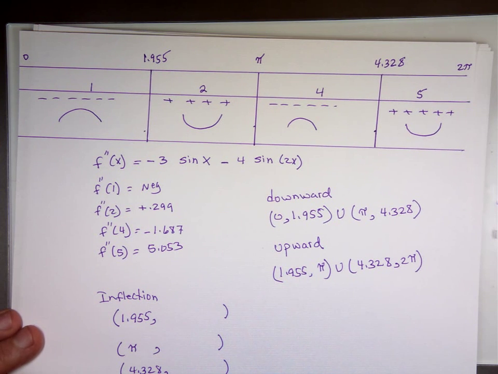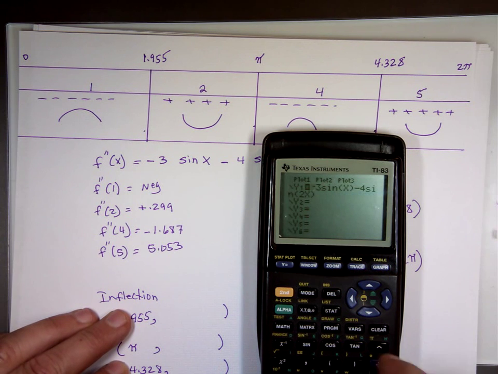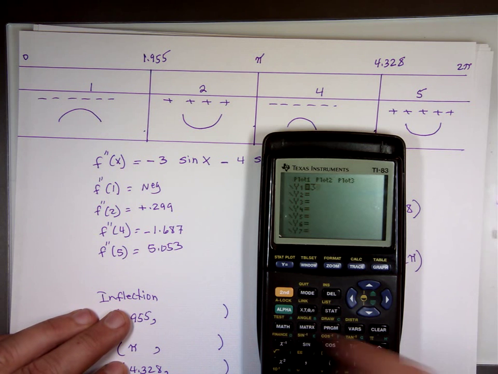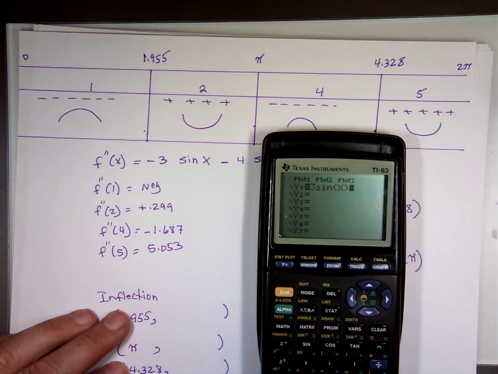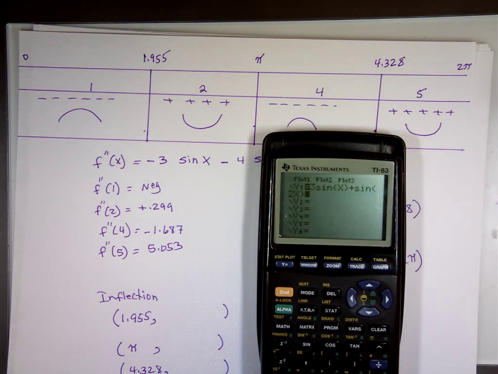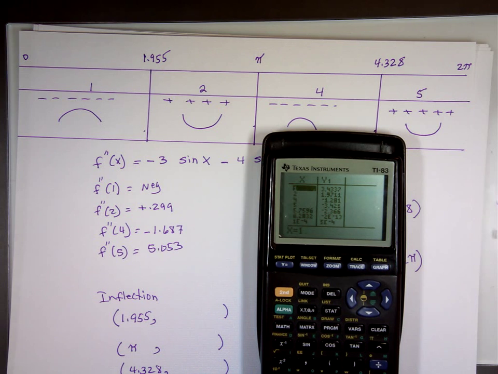Now, to get the y value, you need to go back to the original problem. So here we go. Clear this one and type the original problem. 3 times sine of x plus sine 2x. That's the original problem. Now go to a table and let's put some numbers. When x is 1.955, what is the y value? 2.086.